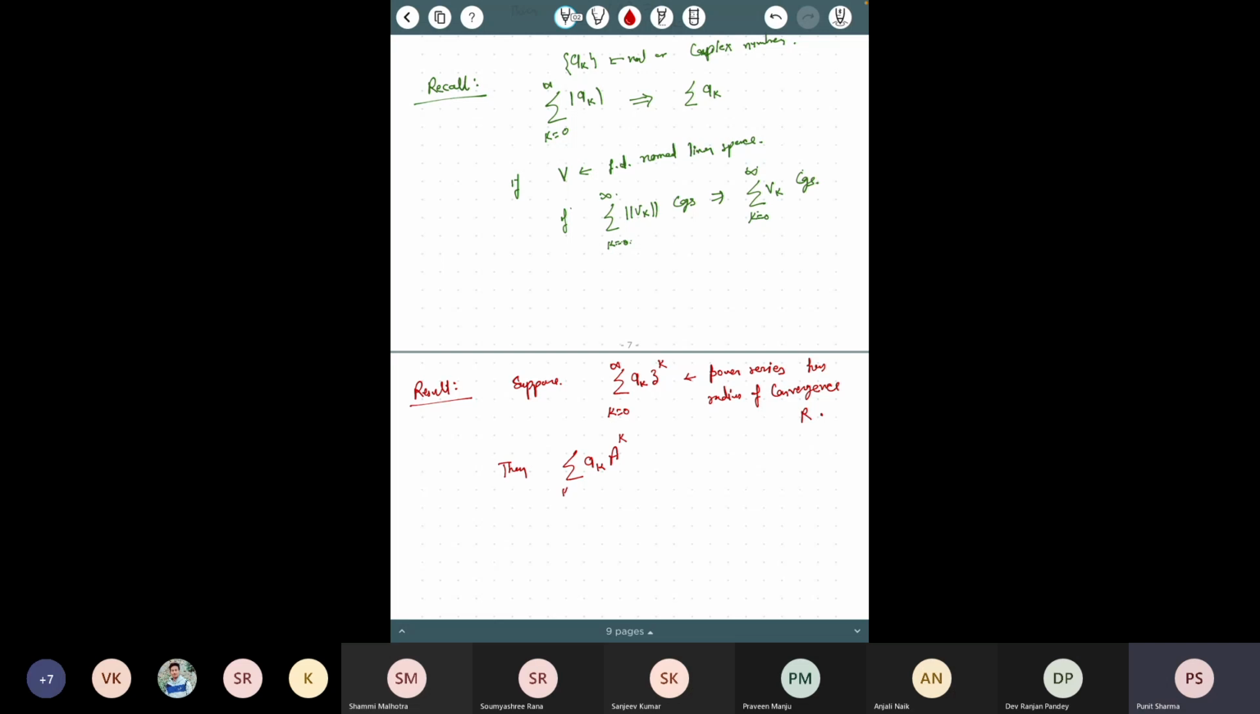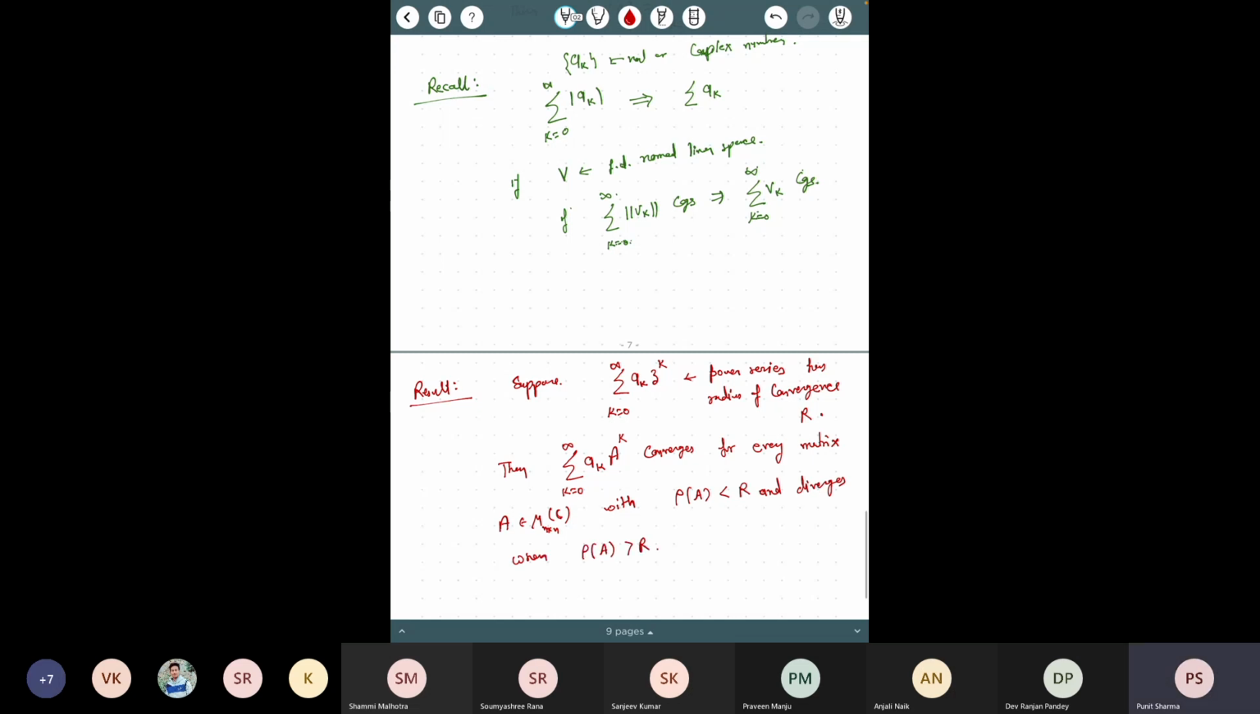Then this matrix valued series, the sum of a_k A^k, converges for every matrix A of size n cross n with rho(A) less than r, and diverges when rho(A) is greater than r.